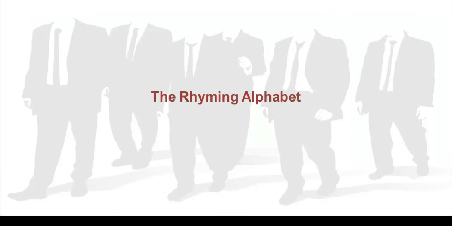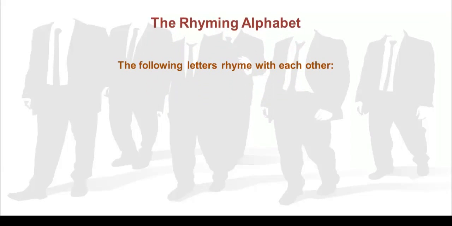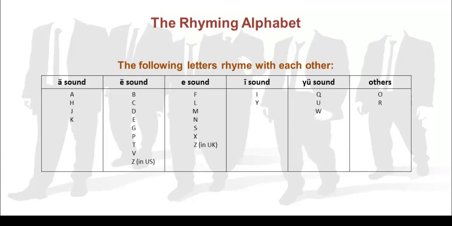You may have noticed that many of the words that we've just looked at have a very similar pronunciation. They use the same vowel sound. The following letters are separated into categories that rhyme with each other, starting with the long A sound: A, H, J, and K.